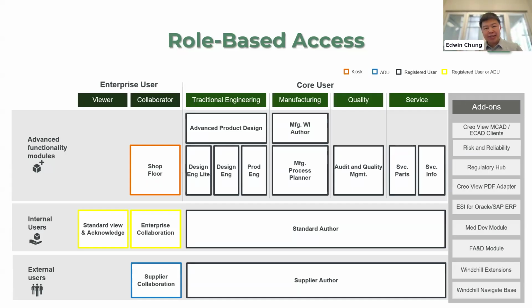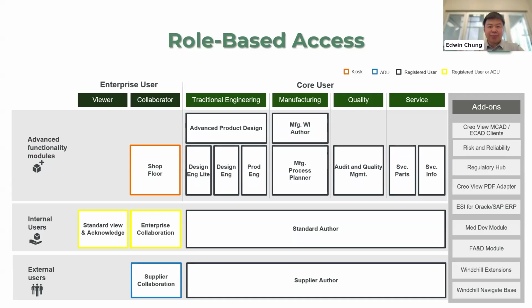Internal users can be set to standard view and acknowledge or enterprise collaboration. Suppliers get supplier collaboration, author, and shop floor. Shop floor usage is covered through kiosk or register options. And then you layer in add-ons, right? Add-ons such as the Creo View clients and the regulatory hub, the ERP connectors, industry packs, et cetera. So you can layer those on without changing the core persona.